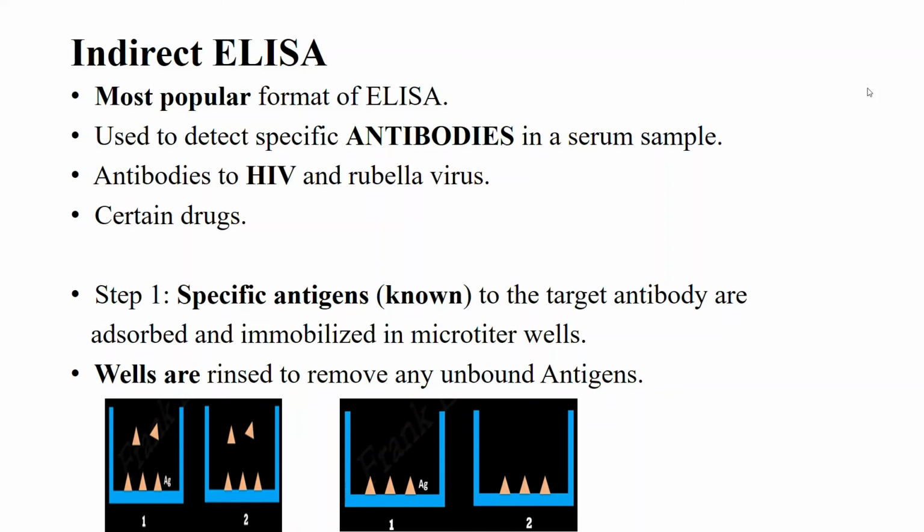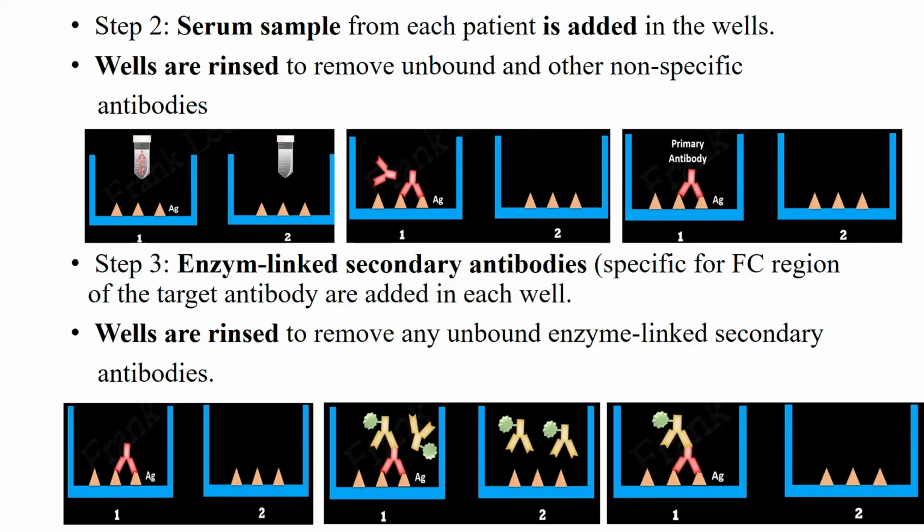And you can see that the antigens are already present in the wells because, for example, we are going to detect the antibody for the HIV virus. So in this, the antigens are already absorbed in the microtiter wells and have formed recombinant envelopes, and that is a core protein for the HIV. And in these wells, you can see the unbound antigens are also present. So we are going to rinse these wells to remove the unbound antigens.